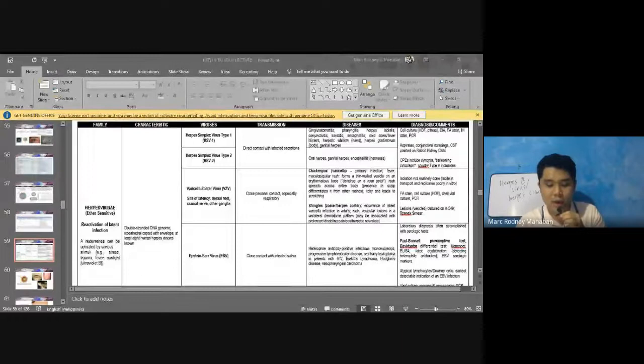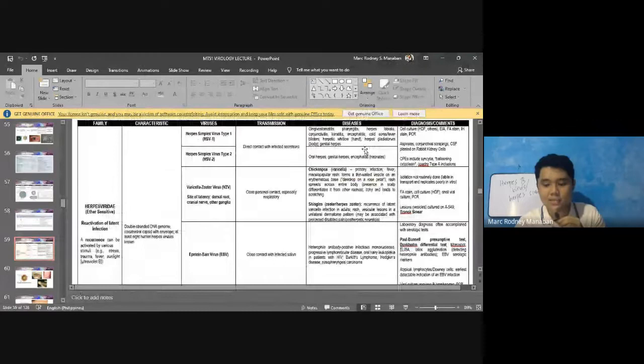Now, another very important thing to remember about HSV1 and 2 is its ability to cause encephalitis. This is usually caused by HSV1 sa mga adults and children, and by HSV2 sa mga neonates. And ang imong encephalitis could be deadly. HSV encephalitis is considered the most common cause of viral encephalitis. But most of the time, ang cause gyud sa imong encephalitis is HSV1. So take note of that. Now for diagnosis, of course, cell culture, enzyme immunoassay, immunofluorescence, and of course, PCR.